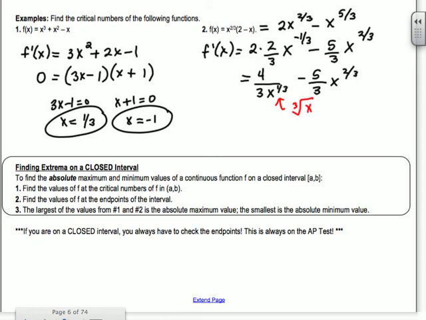Okay, so let's find when it's equal to 0. I would need to get common denominators, or you could add the 5/3 x to the 2/3 to the other side. Let's go ahead and get common denominators though, because if you have 3 terms, you wouldn't be able to do that. Okay, so how do I get common denominators? I want this second term to have what denominator? 3x to the 1/3. We already have 3, so I need to multiply by x to the 1/3 on the top and bottom.